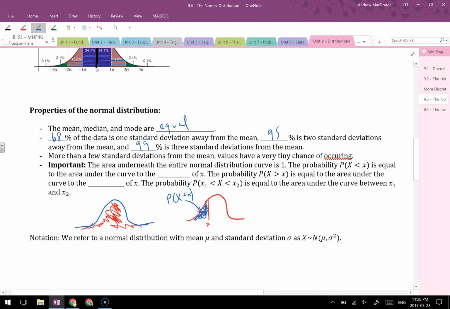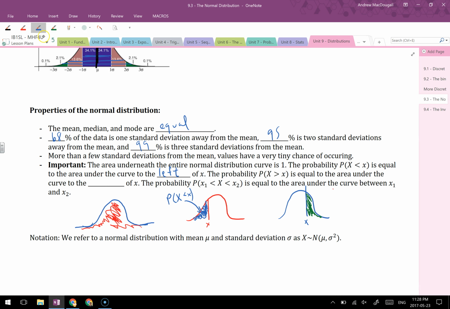So that's kind of interesting. Now, how do we find that area? We'll talk more about that later. But this blank here, left. Now, on the other hand, the probability that x is greater than some little x is the area to the right.